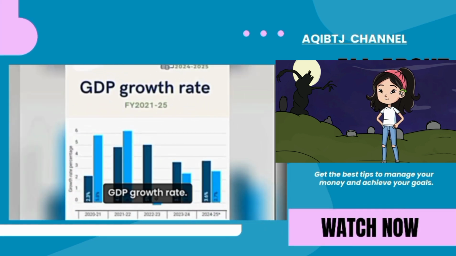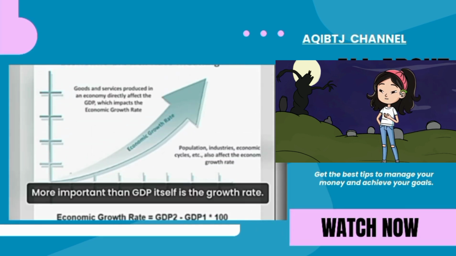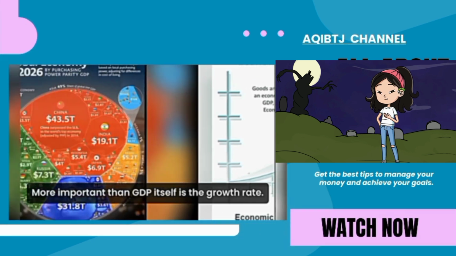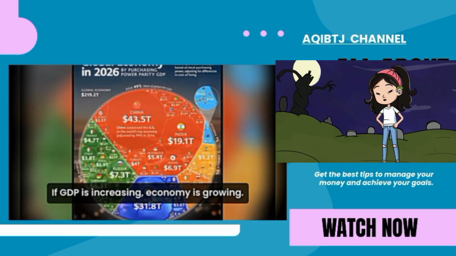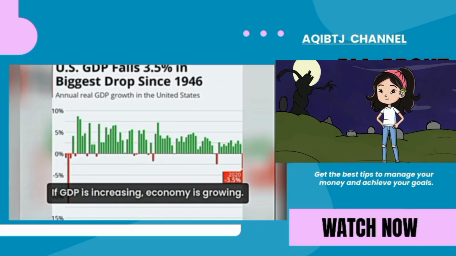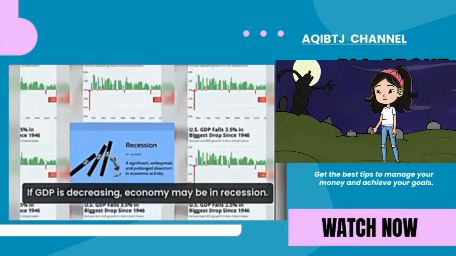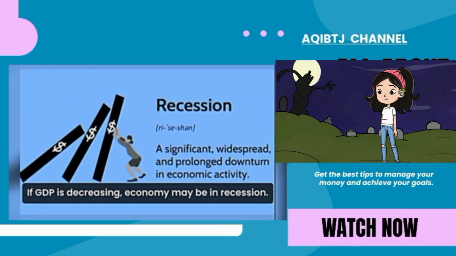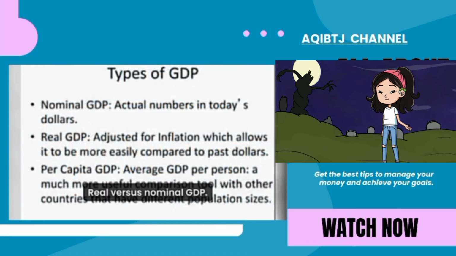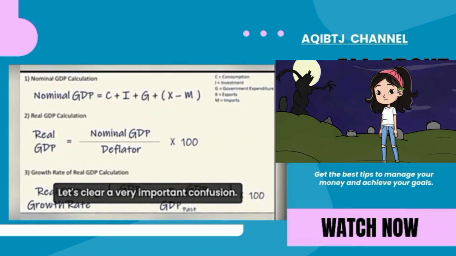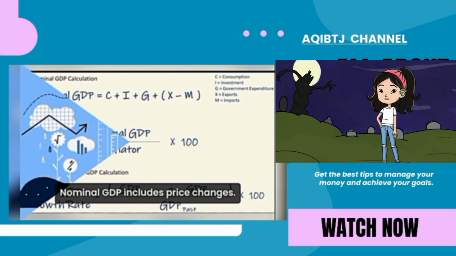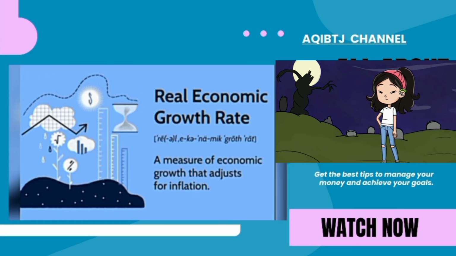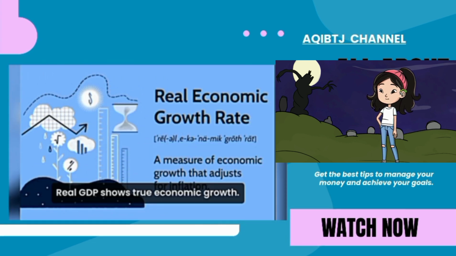GDP growth rate. More important than GDP itself is the growth rate. If GDP is increasing, the economy is growing. If GDP is decreasing, the economy may be in recession. Real versus nominal GDP. Let's clear a very important confusion. Nominal GDP includes price changes, inflation. Real GDP shows true economic growth.